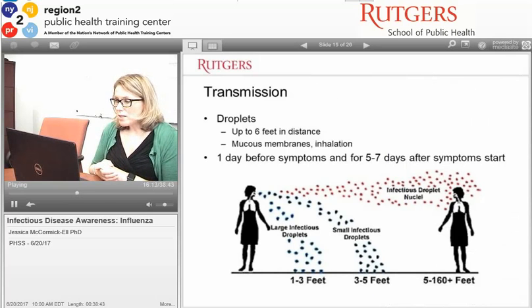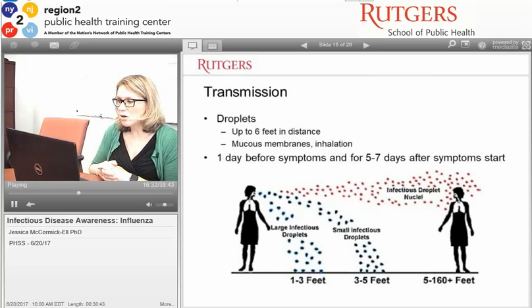So influenza is pretty transmissible. The infectious dose is actually not known, but is thought to be pretty low. Researchers find in animal models that aerosol infection has a lower infectious dose and has a greater chance of causing disease than droplet infection. So that's something to keep in mind that we'll talk about at the end.